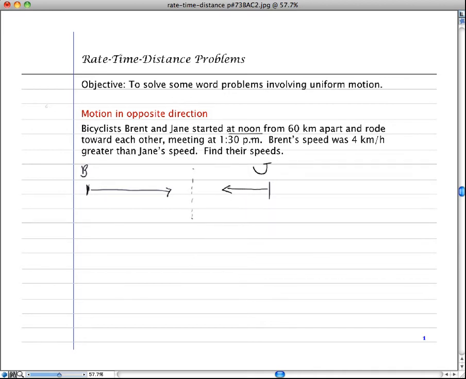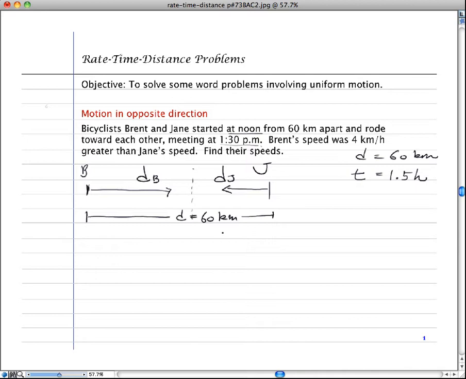It started at noon and it ended at 1:30. So the total time they traveled is 1.5 hours. And the distance from here to here was 60 kilometers. So the total distance they traveled is 60 kilometers. What that means is that the distance traveled by Brent, let's call that D sub B, and the distance traveled by Jane have to add up to a total of 60 kilometers.